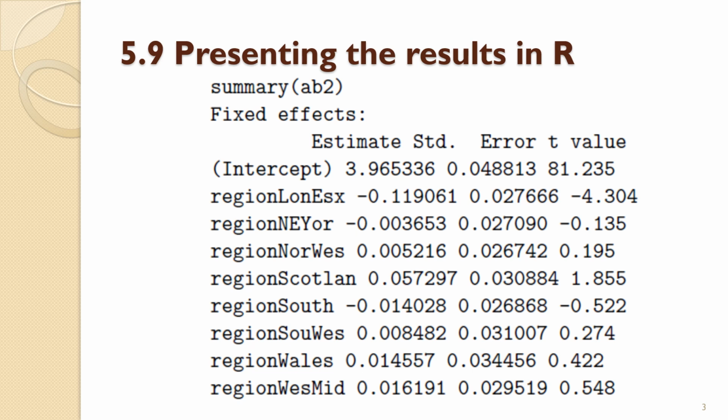And if you look at the left hand side, the estimate is minus 0.119061, so the coefficient of the London Essex region is both statistically significant and negative.